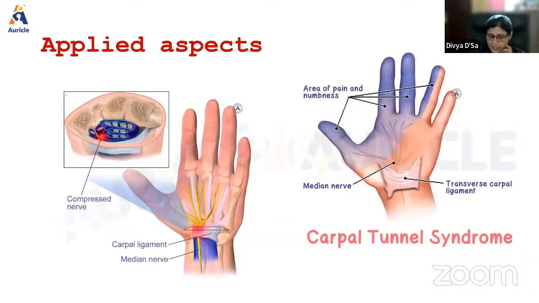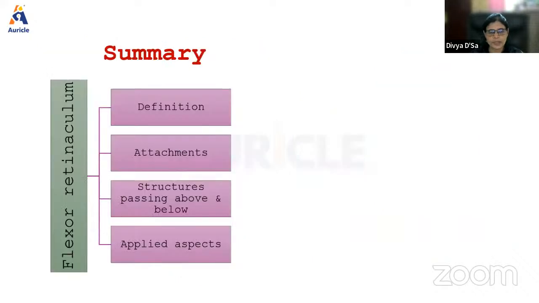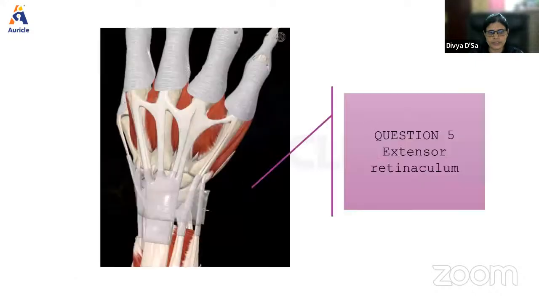What happens there is mainly the applied aspect. You write about the compression of the median nerve, which results in carpal tunnel syndrome. So that is about the flexor retinaculum.